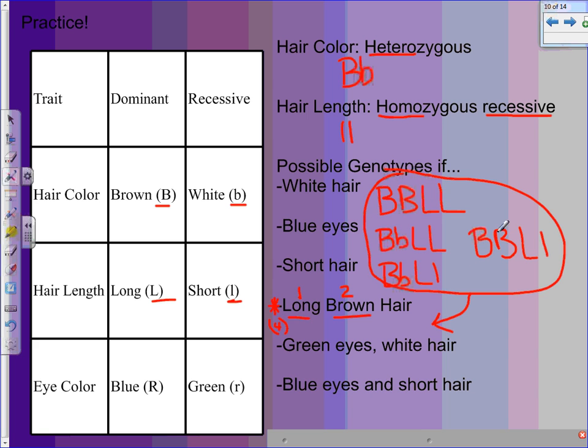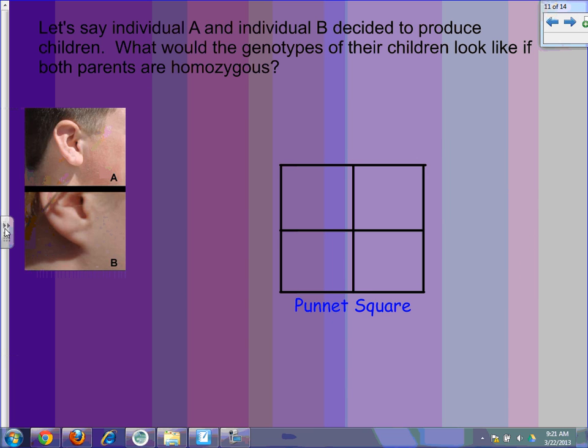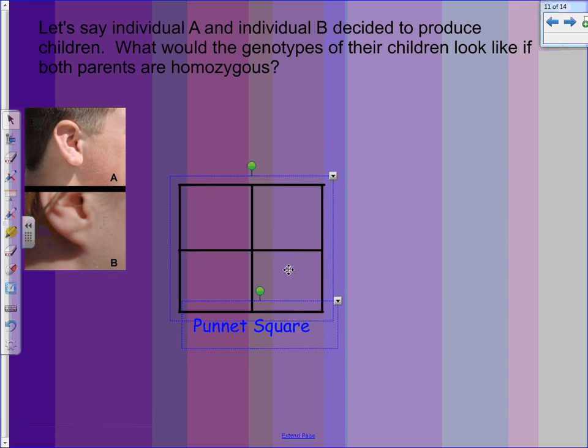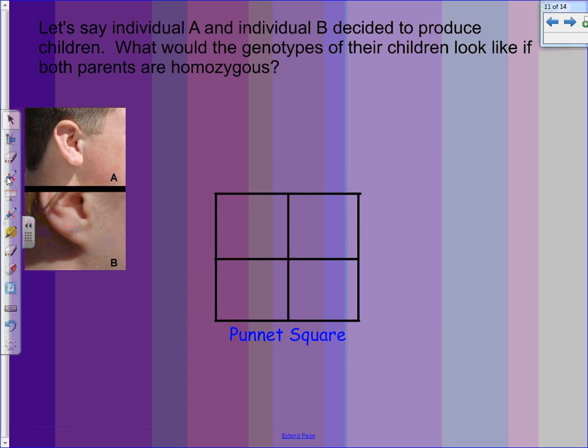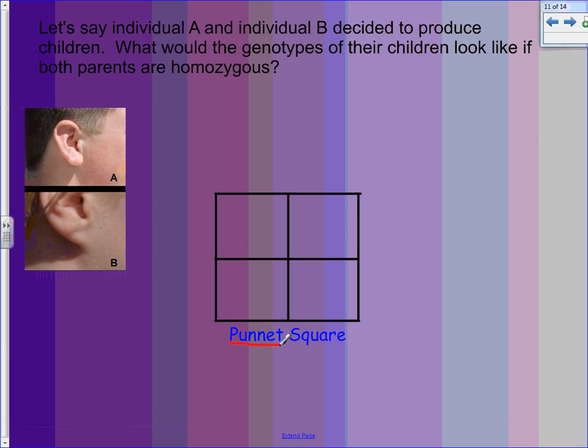And so a tool that we can use to do that is called a Punnett square. Punnett squares, invented by a guy whose last name is Punnett. I don't remember what his first name is, doesn't matter. He used Punnett squares to predict what the offspring of 2 individuals would look like. So here we've got person A and person B again, and we're going to breed them together.